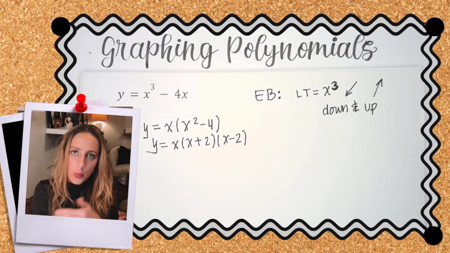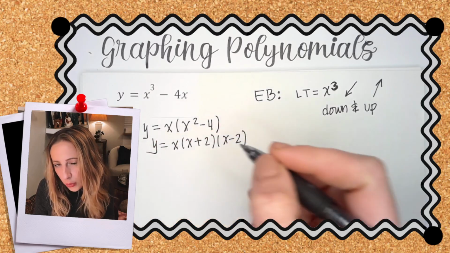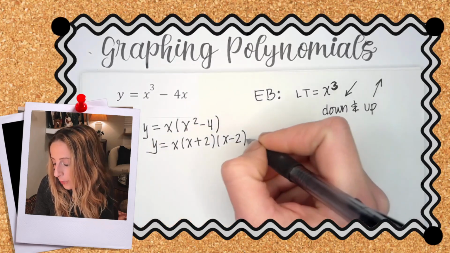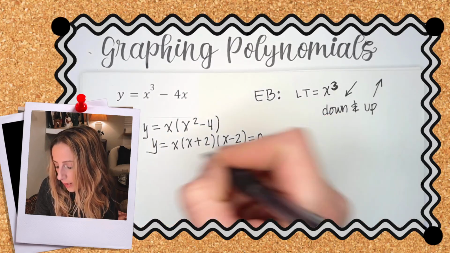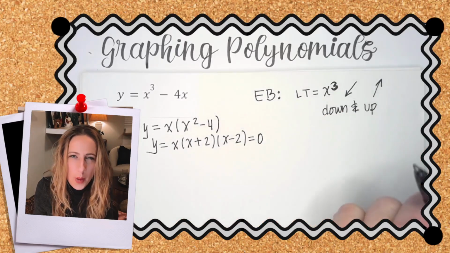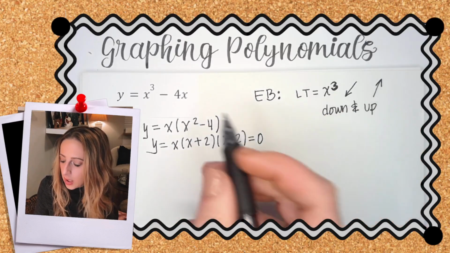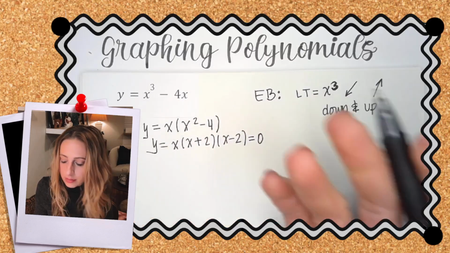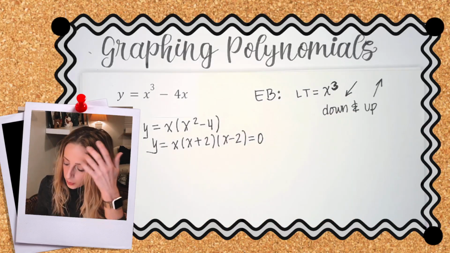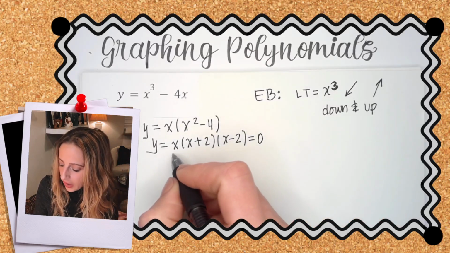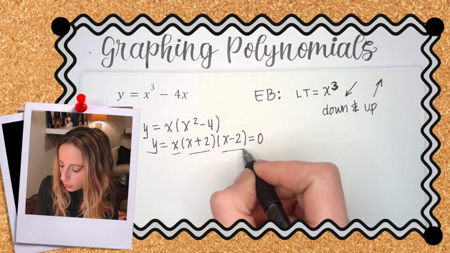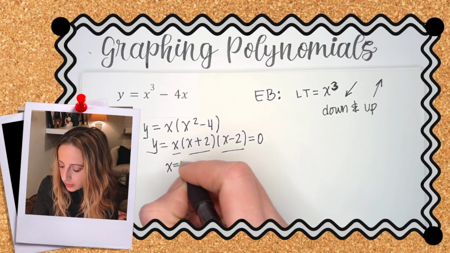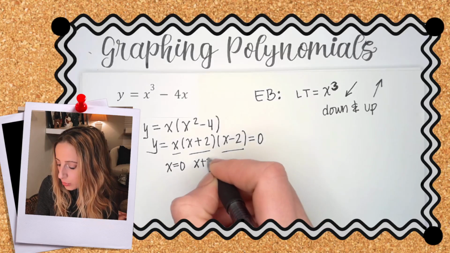Next is the zero product property. That means what we're really doing is you're setting y equal to 0. And essentially what we're doing is we're solving a polynomial equation by factoring. So you set each of those factors equal to 0. Hence, this is the zero product property. So what are these factors? We have one here, one here, one here. So I have x equals 0. I have x plus 2 equals 0.